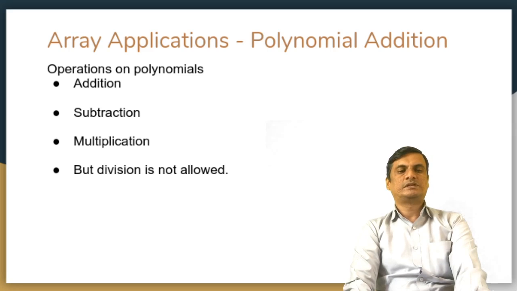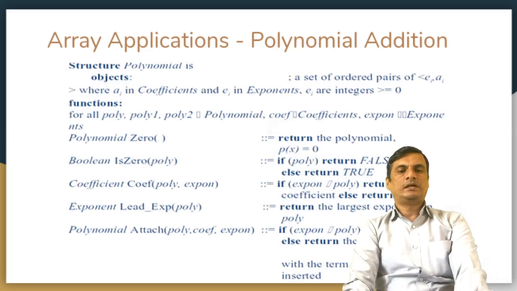We also discussed in brief the ADT, which specifies how a polynomial is going to be represented, and the different operations like making the polynomial 0, or finding out if it is 0, and if you have been given a term, finding out the coefficient and the degree of the polynomial, and attaching, etc., of which the significant function is the attach function. We discussed the polynomial like that.